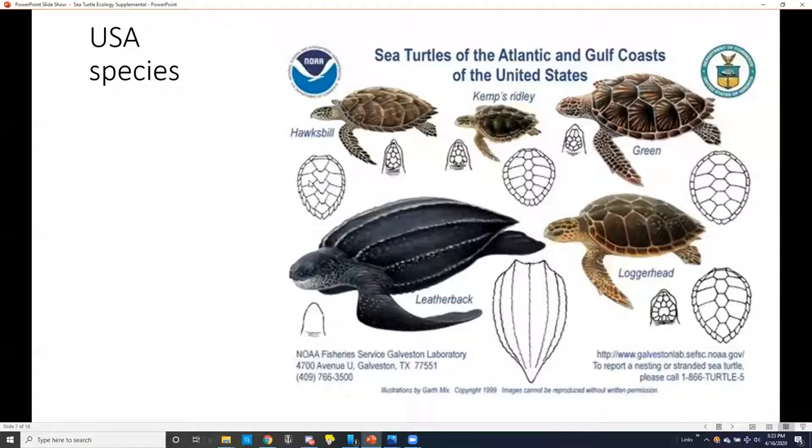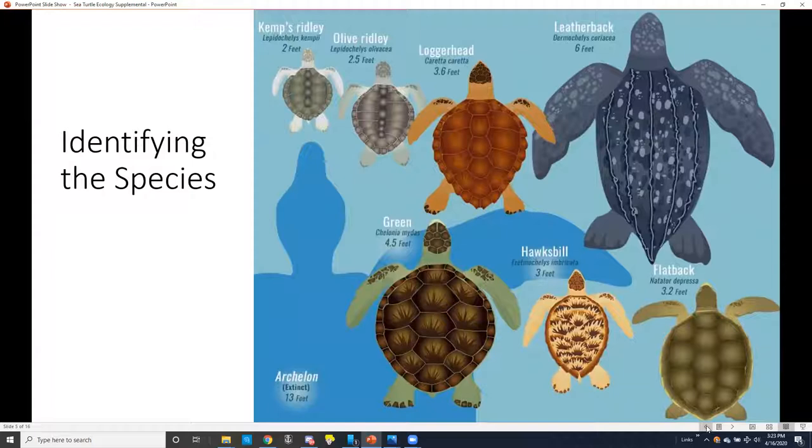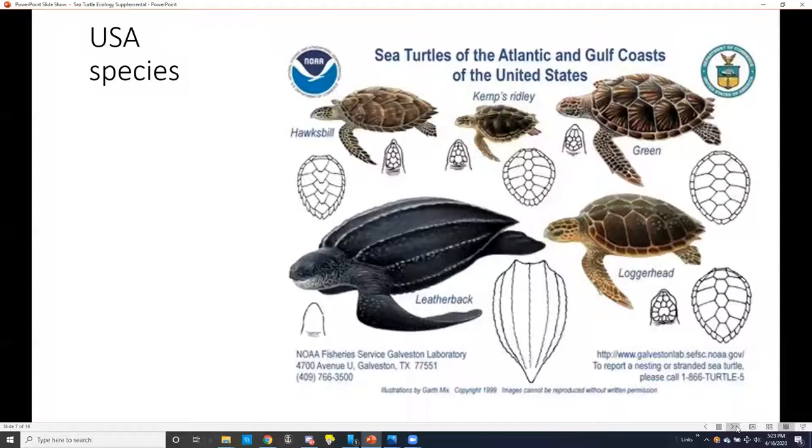This was another slightly better picture of the different types of turtles; this is a NOAA slide. You can see the ones that aren't on here are the flatbacks. What's the other one not on here? Olive Ridley, loggerhead. Oh, hawksbill. There's no hawksbill on here. I guess there's no hawksbill in U.S. waters either.